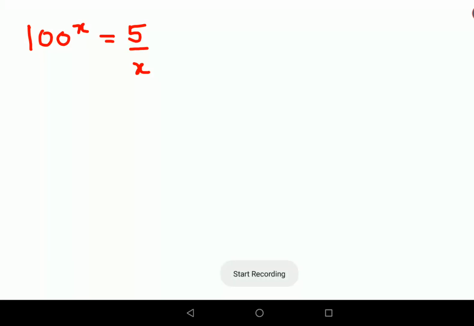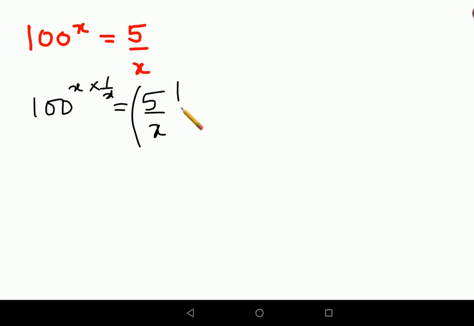Welcome everyone. So today we are going to solve this particular indices problem, which is 100 raised to x equals 5 upon x. What we'll first do is shift all the variables to one side. So you have 100 raised to x. Let's take the x root, or multiply the index by 1 upon x. So this becomes 1 upon x.